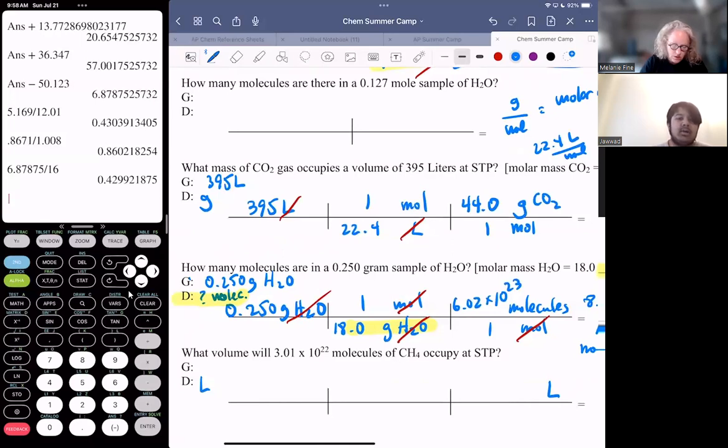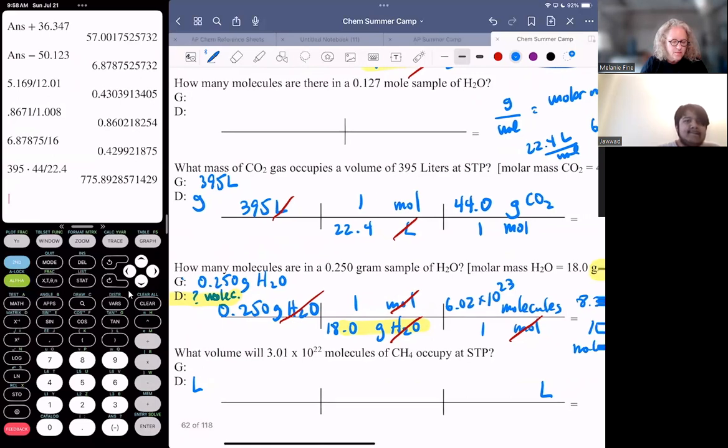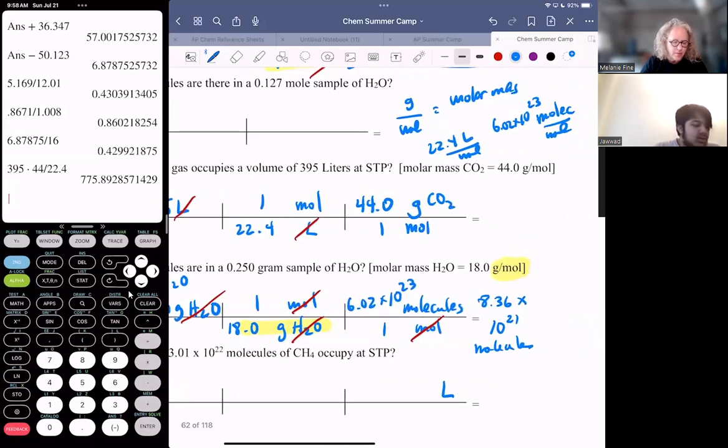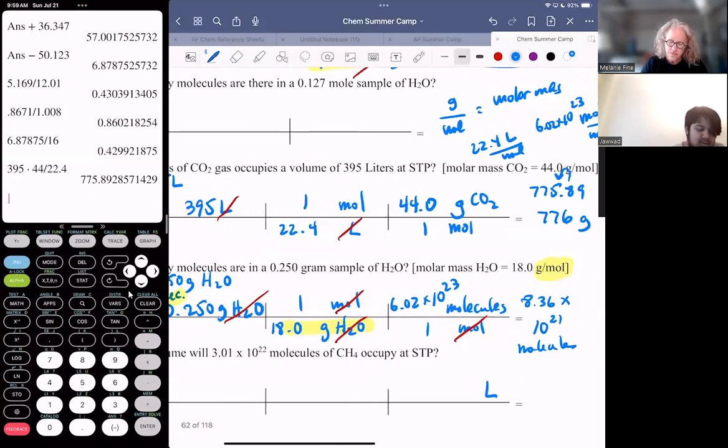775 grams. Yep, well, no. Because you can't cut it off, you have to round it, right? If it's 3 sig figs, it wouldn't be 775, because you always look at the next digit and say, does the 8 round up? So 776. There you go.